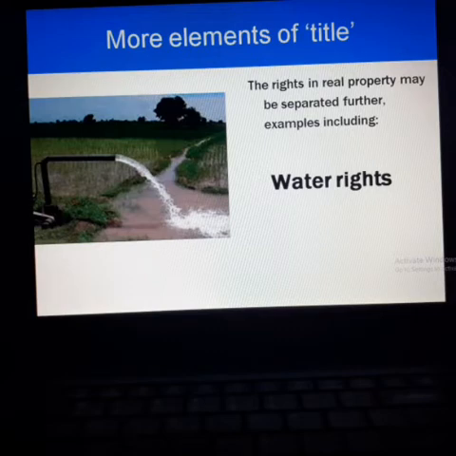So, in most cases, the water is supplied by different irrigation methods, and especially in the case of agricultural land, availability and access to water is very, very important. So, one of the elements of the title is also whether water is available and who has the rights to access water.